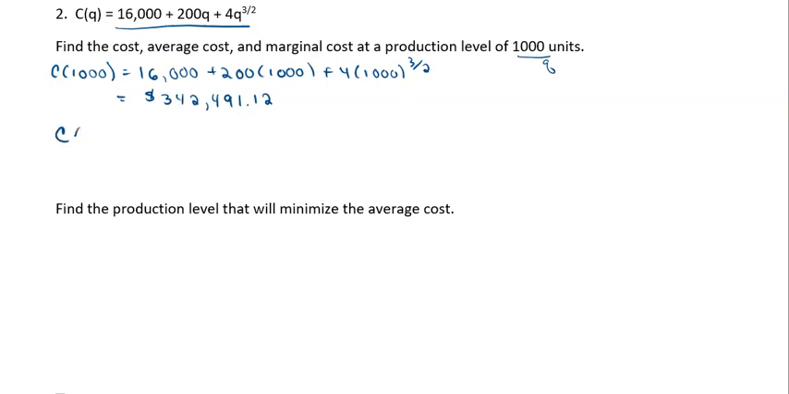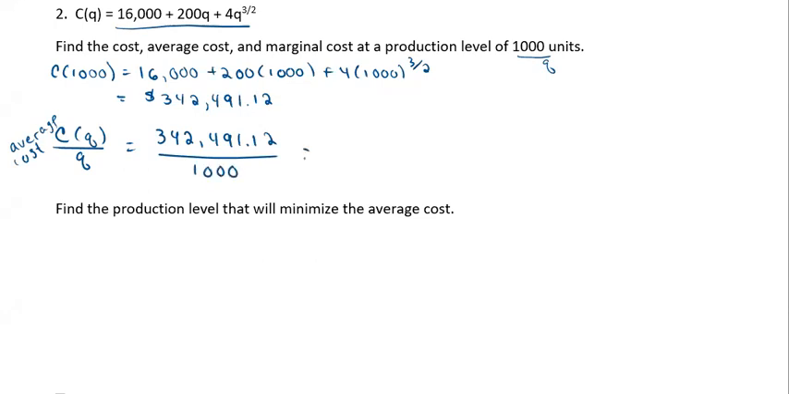Well, average cost means that you take your cost function and you divide it by the number that you're making. So this is our average. Well, we can do that. We have our capital C of Q, our cost function, figured out to be 342,491.12. And we know that we're making 1,000 units. So divide that by 1,000. So if we're essentially spreading this cost over 1,000 different units, then we're looking at a cost of $342.49 about per unit.